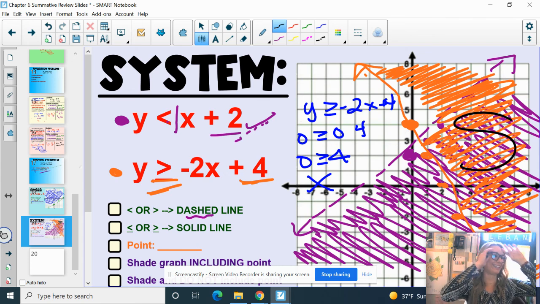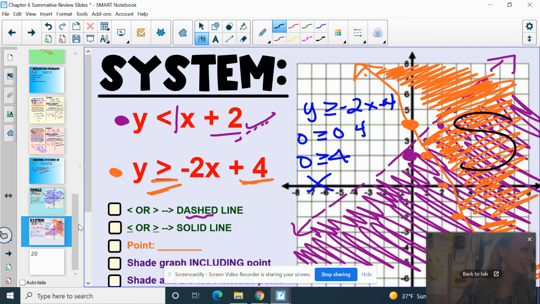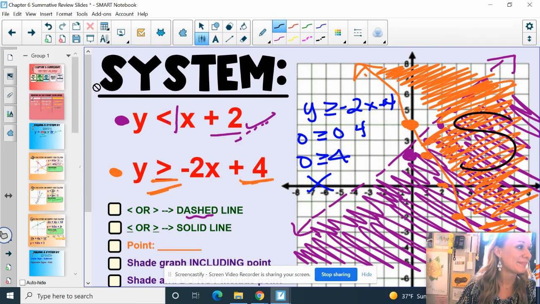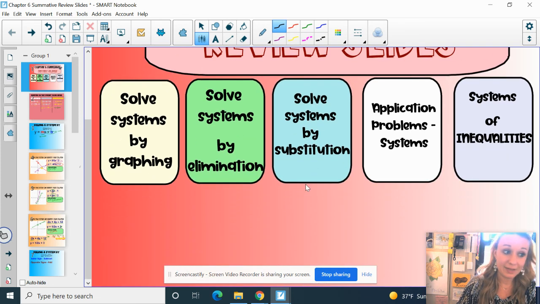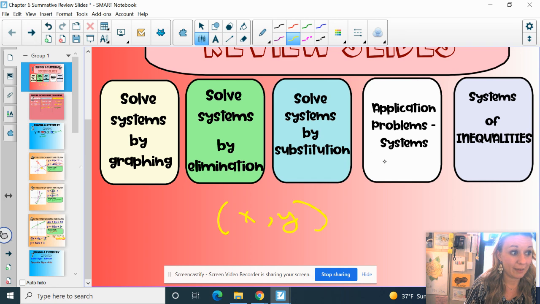Okay. So just a quick recap. For chapter 6, all of the things that we went through, we talked about solving a system by graphing, elimination, and substitution. Now, whatever method you choose, no matter what, your solution will be written as an ordered pair. We talked about application problems with systems, and we talked about graphing systems of inequalities.